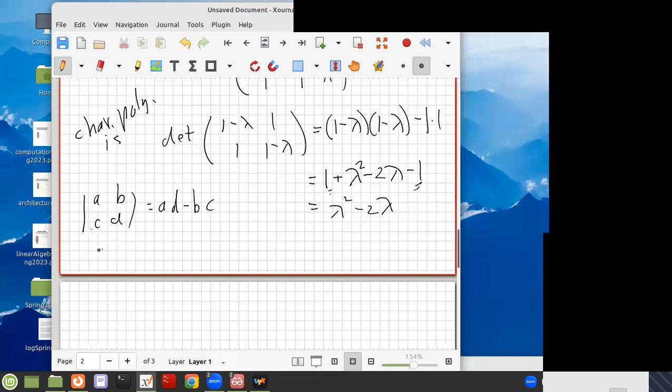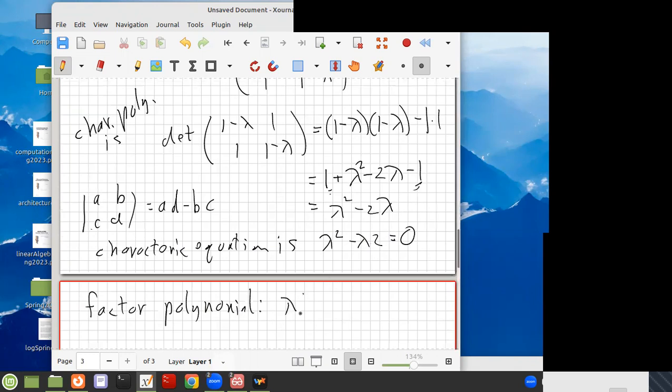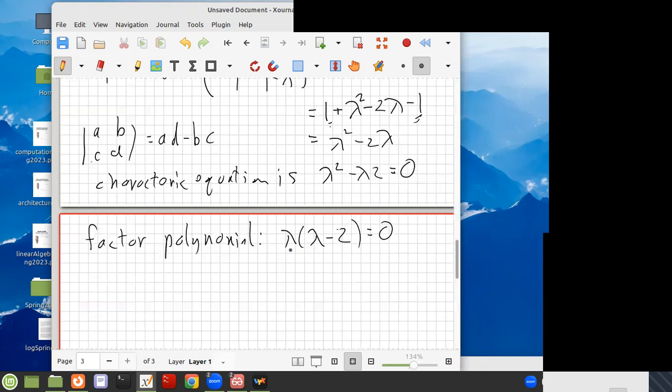So the characteristic equation is lambda squared minus 2 lambda equals 0, because we set this determinant to 0. And now we can factor the polynomial, because it can be factored straightforwardly into lambda times lambda minus 2 equals 0. So you can see the eigenvalues are 0 and 2.